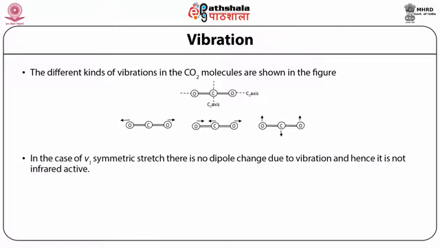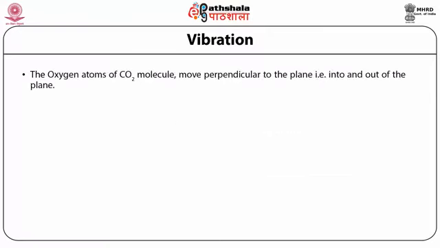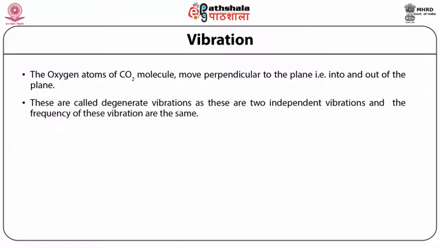In the case of the nu1 symmetric stretch, there is no dipole change due to vibration, and hence it is not infrared active. Among the 4 vibrational modes expected, the nu2 bending mode consists of 2 vibrations, one in the plane of the paper and the other perpendicular. The oxygen atoms of the CO2 molecule move perpendicular to the plane, that is, into and out of the plane. These are called degenerate vibrations, as these are 2 independent vibrations and the frequency of these vibrations is the same.